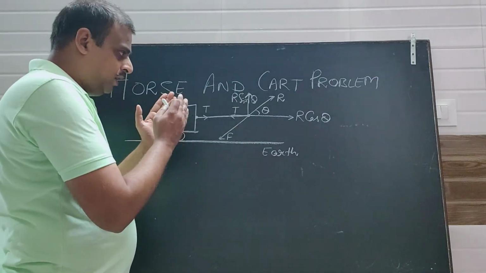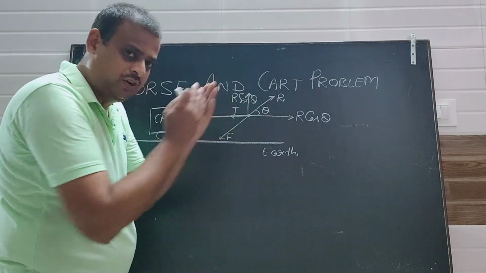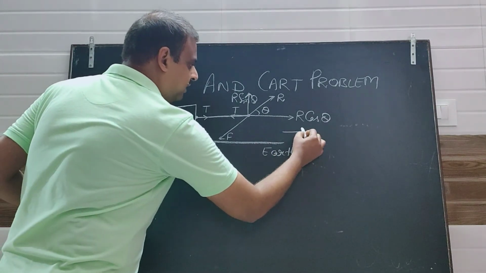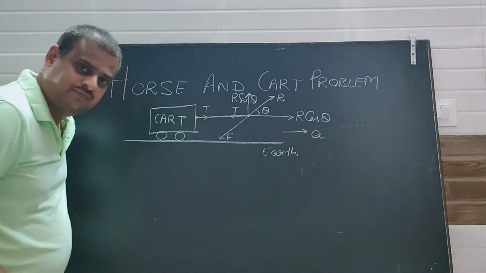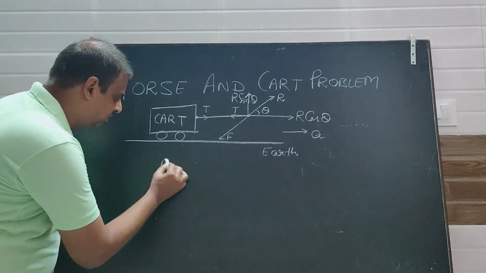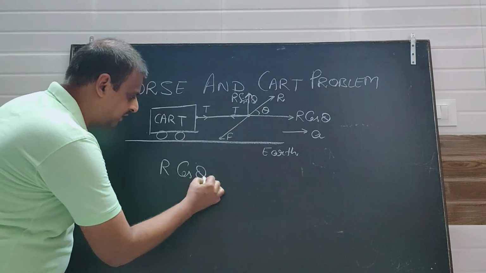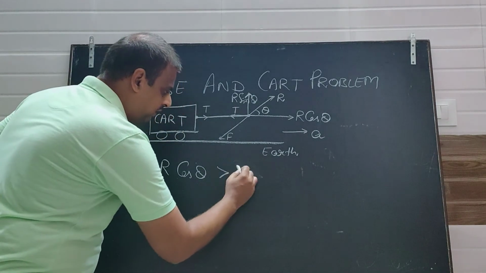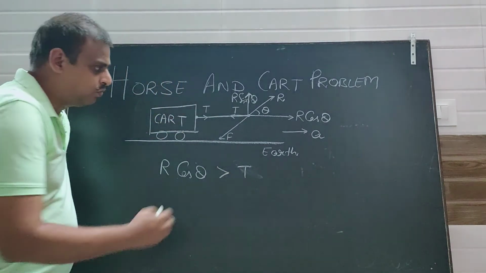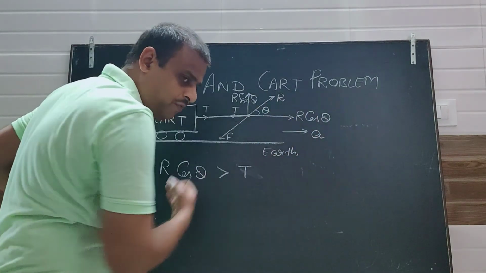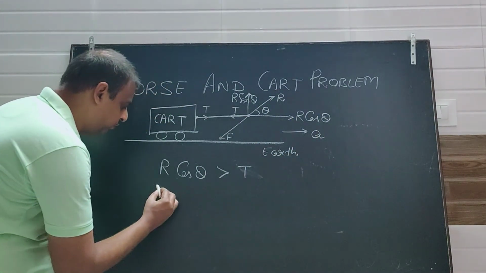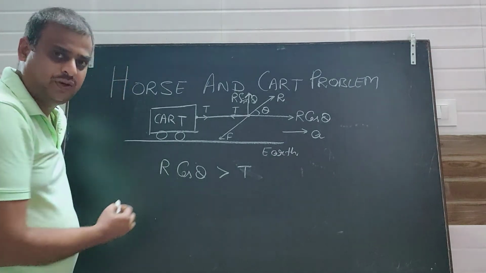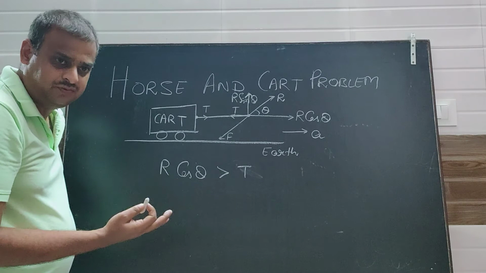Now, the horse is moving in the forward direction. So, acceleration of the horse is in the forward direction. So, this R cos theta is greater than the tension T. That's why horse is moving in forward direction. So, we know the formula that net force is equal to mass into acceleration. This is the Newton's second law.